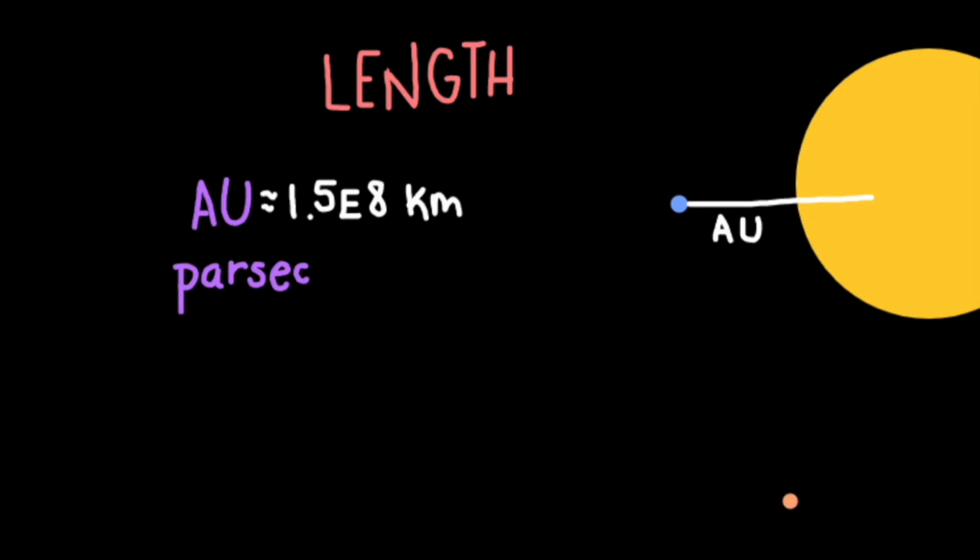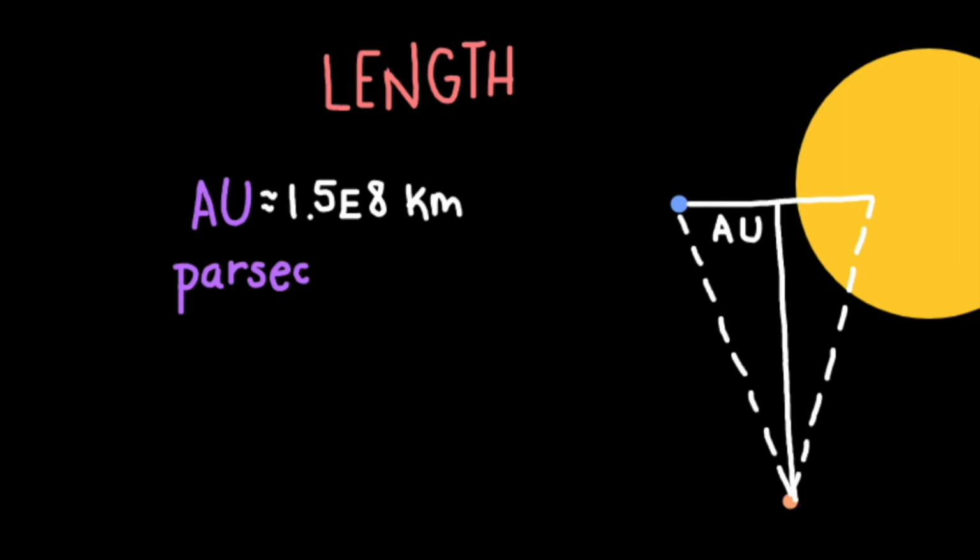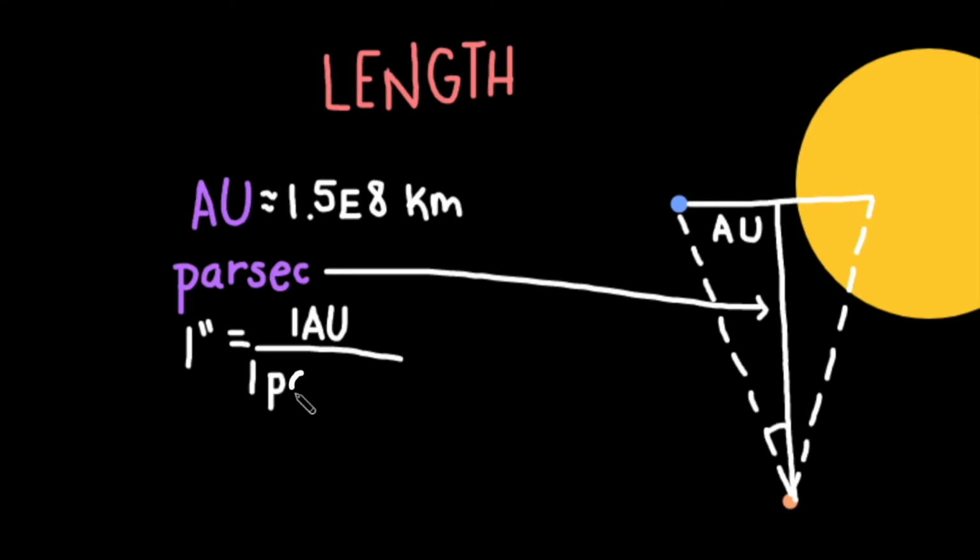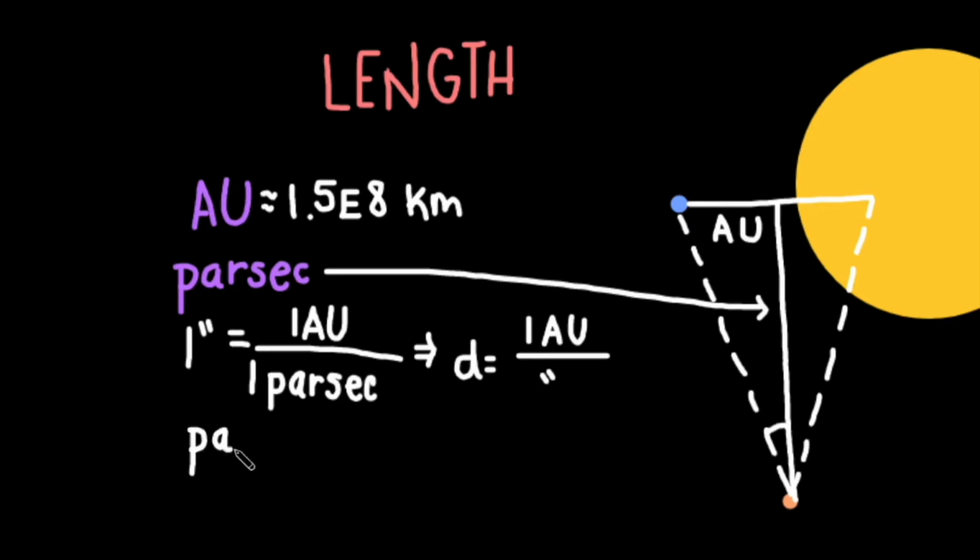Parsec. A parsec is the distance at which Earth's orbit subtends 1 arcsecond. In other words, 1 arcsecond equals 1 AU over 1 parsec. This can be rearranged into the familiar equation d, the distance to a star in parsecs, equal to 1 AU over 1 arcsecond. If you'd rather put this in terms of light years, 1 parsec is approximately equal to 3.26 light years.